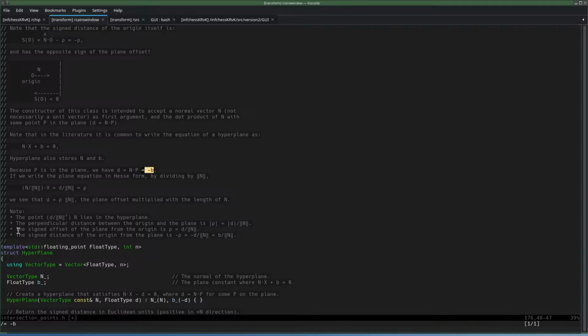We're not talking about the signed offset of the plane from the origin. The signed offset of the plane from the origin is rho, is this, and D is minus B.